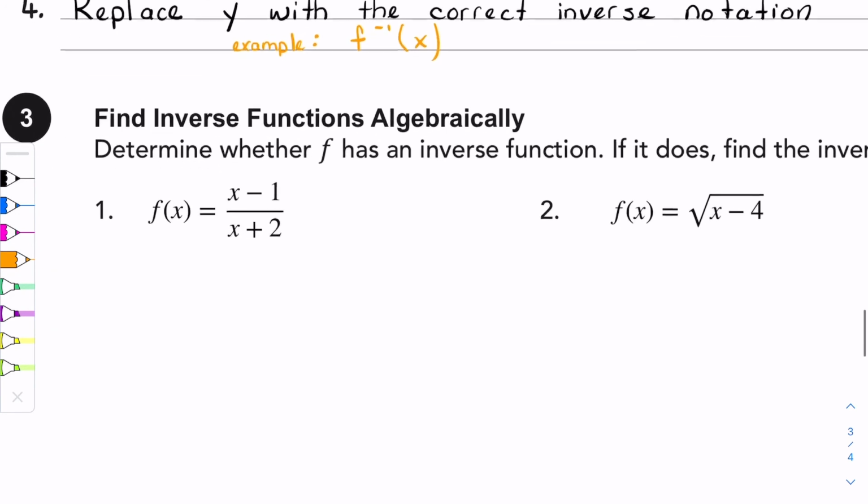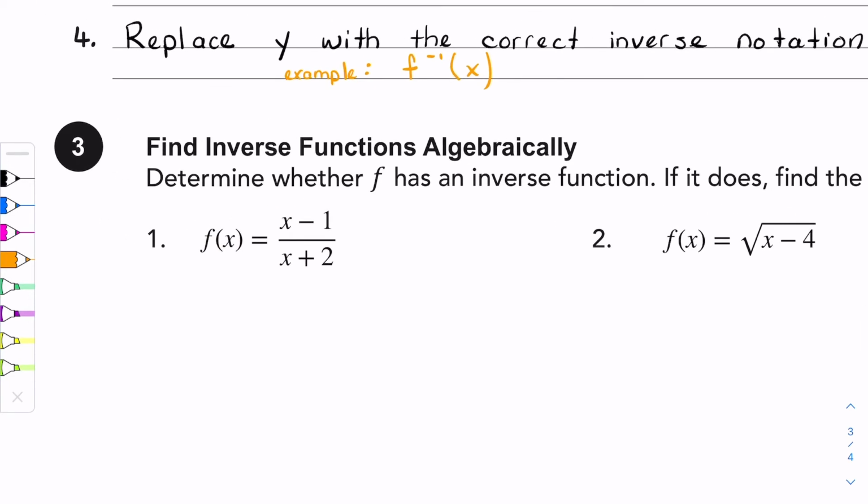For the first algebraic example, we have the function f of x is equal to x minus 1 divided by x plus 2. The first step in the above description tells us to switch f of x or replace f of x with y. That means we are only replacing this notation with the variable y. And it's still equal to our fraction of x minus 1 over x plus 2.